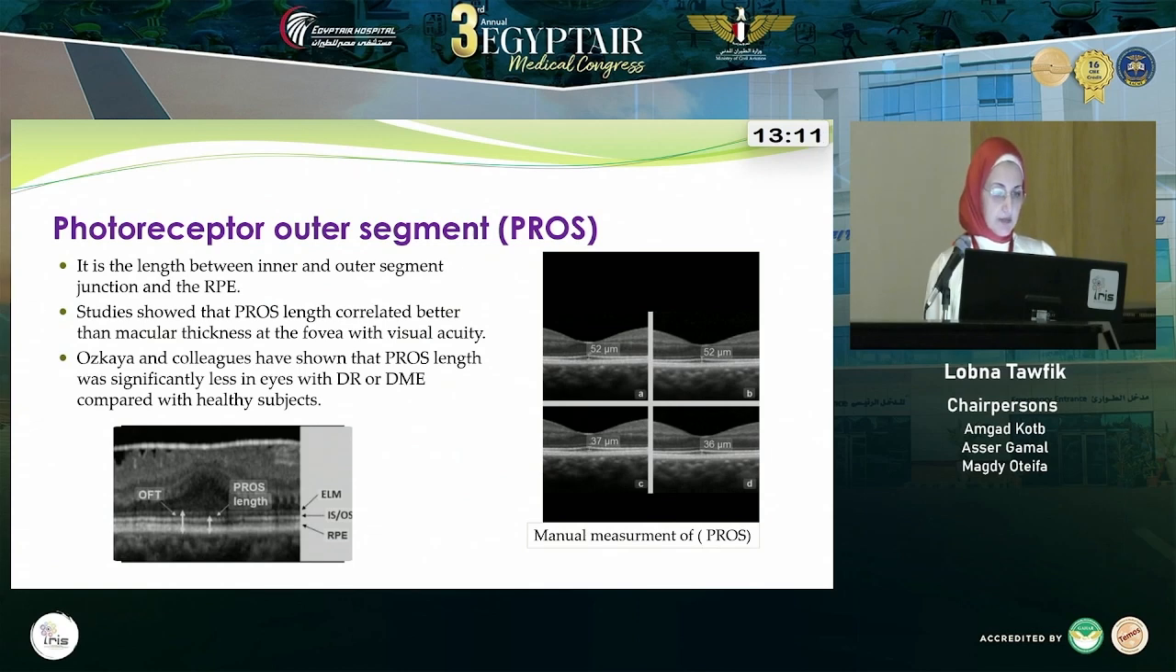Photoreceptor outer segment, PROS. It is the length between the inner and outer segment junction and the RPE. Studies showed that PROS length correlated better than macular thickness at the fovea with visual acuity. Ozkaya and colleagues have shown that PROS length was significantly less in eyes with diabetic retinopathy or diabetic macular edema compared to healthy subjects.